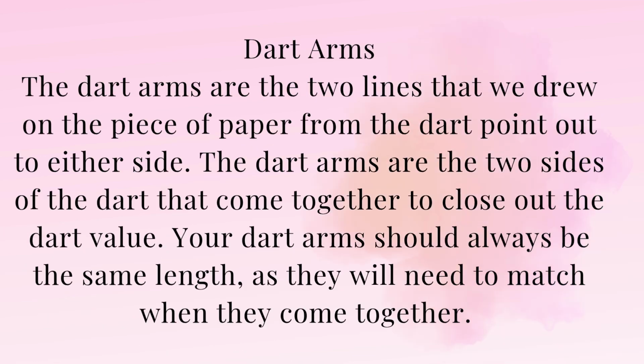Dart arms. The dart arms are the two lines that we drew on the piece of paper from the dart point out to either side. The dart arms are the two sides of the dart that come together to close out the dart value. Your dart arms should always be the same length, as they will need to match when they come together.